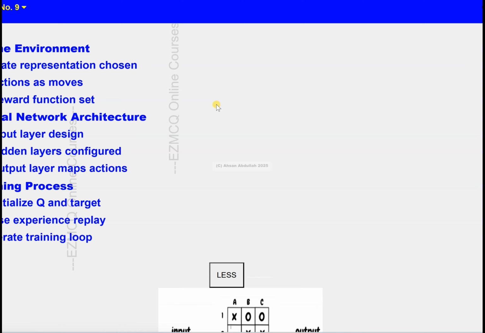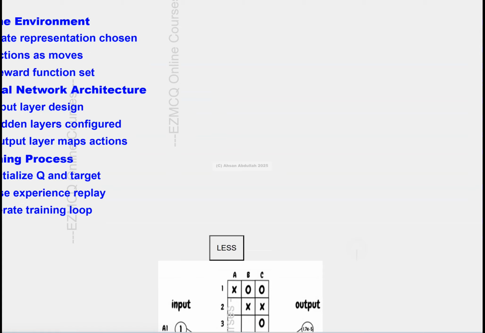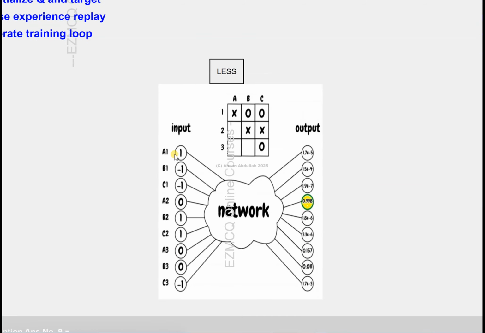So what is the neural network architecture? In the input layer, we have nine neurons: one, two, three, four, five, six, seven, eight, nine. So we have these nine neurons, one for each position on the board, because there are nine positions. Then there are one or more hidden layers, because we are not looking at a deep learning solution, with ReLU activation functions. Then we have the output layer, which again has nine neurons, each representing the Q value for placing an X or a zero.